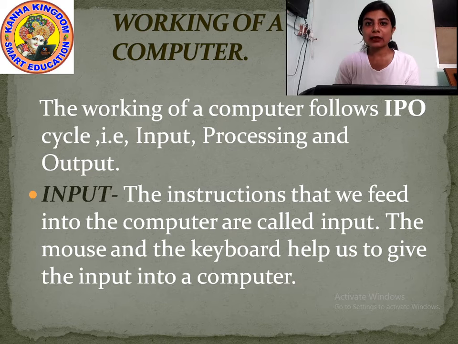IPO cycle. Input, processing and output. Input means something that you type on the keyboard or commands you give to the computer. After giving some commands to the computer, the processing goes on in the CPU. After the processing is done, on the instructions that you have given, the computer gives you the result, that is output.